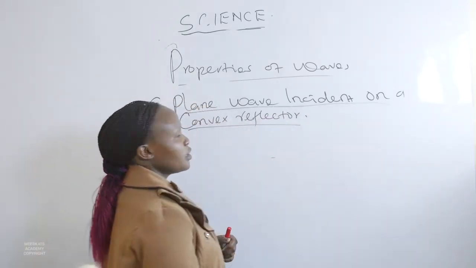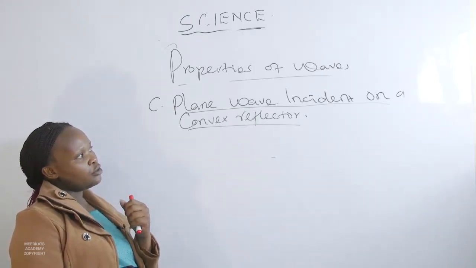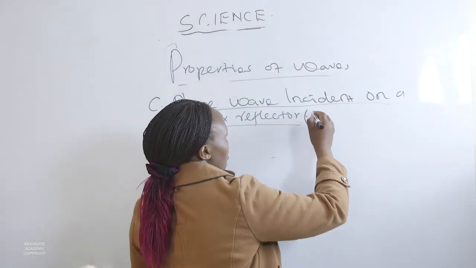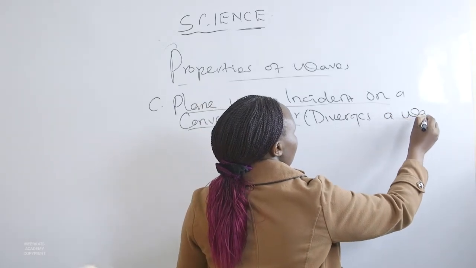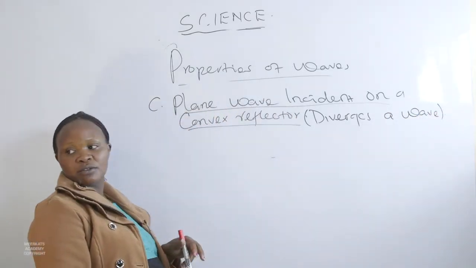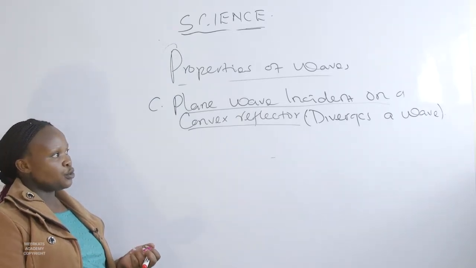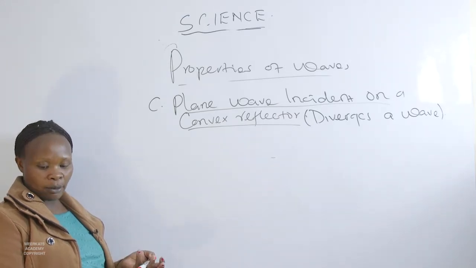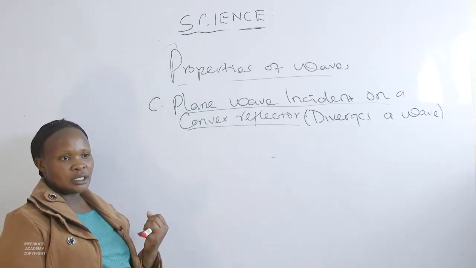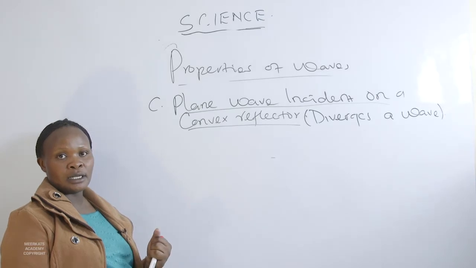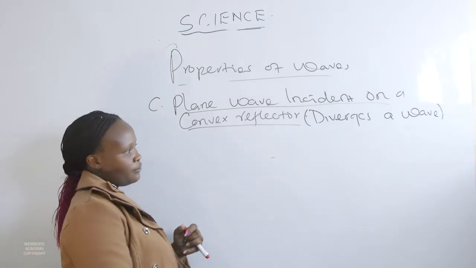How about a convex reflector? Now, a convex reflector actually diverges a wave. But one thing we have to note is that F of a convex reflector is actually virtual. So much as it is diverging our wave, it will look like the wave is diverging from some point, but the wave does not actually pass through that point because it is virtual.